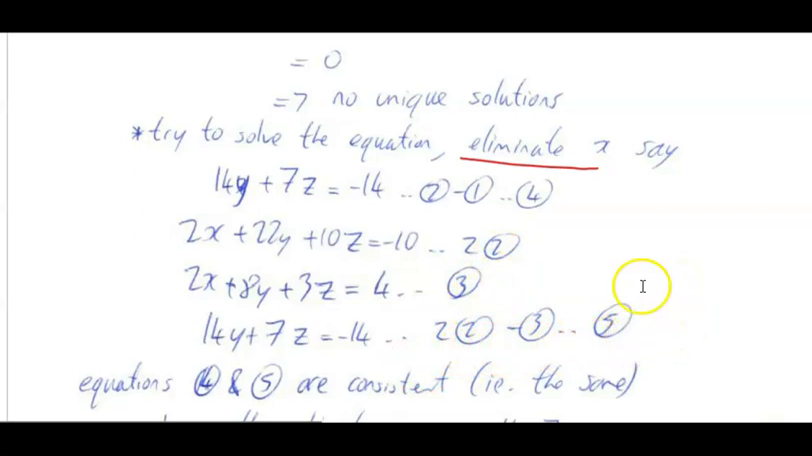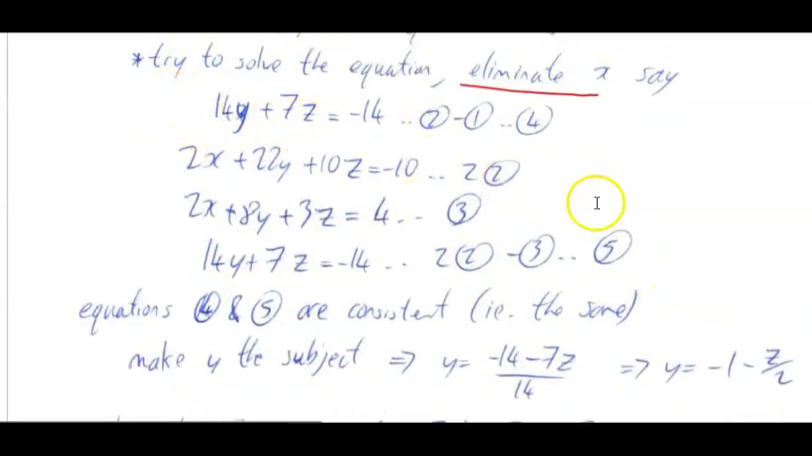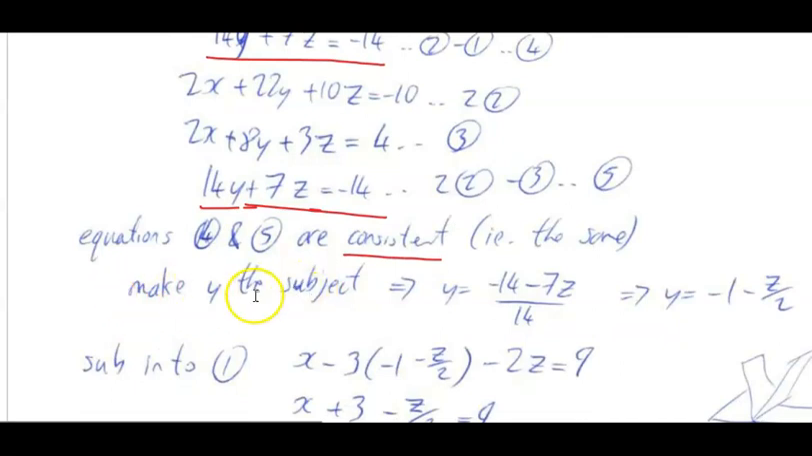Now, if you have a look at equation 4 and equation 5, what we say is they are consistent. If you look at equation 4, it is 14y plus 7z is equal to minus 14, and equation 5 is 14y plus 7z is equal to minus 14. So they are consistent. They are the same basically. So from your equation 4 or your equation 5, they're the same thing. And I've decided to make y the subject here. Could have made z the subject, it wouldn't have been incorrect, it just would have looked different.